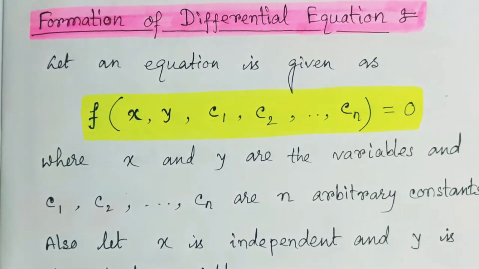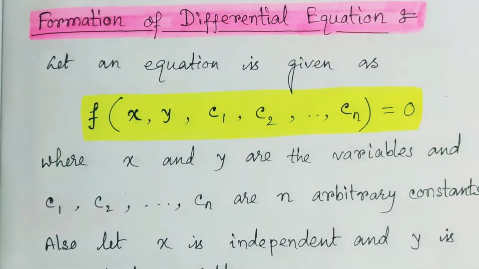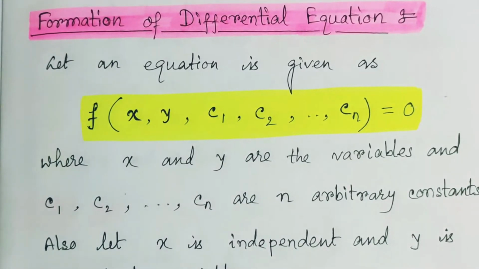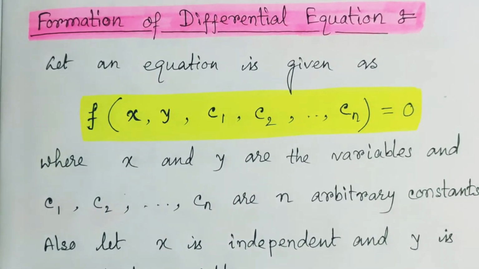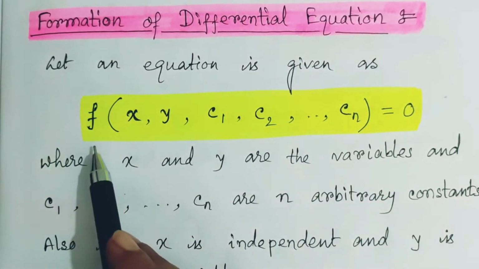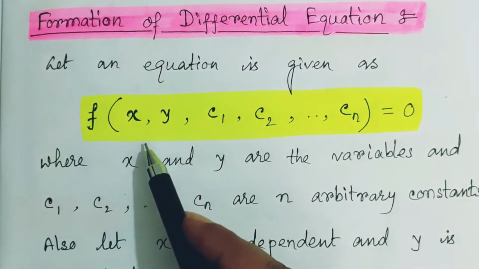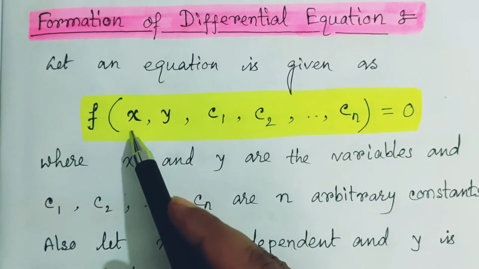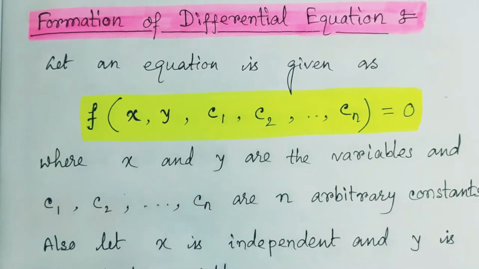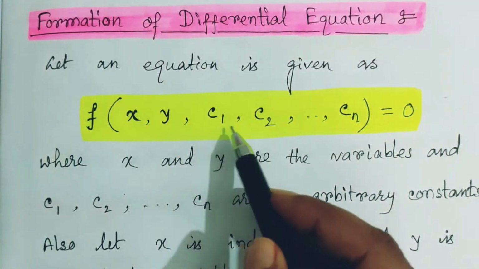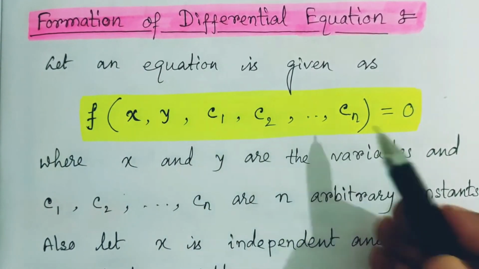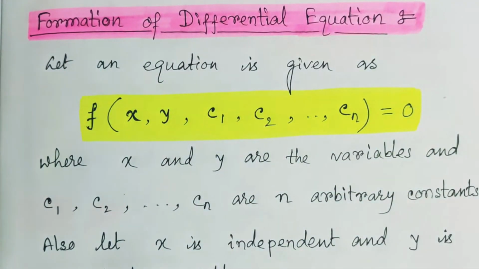This video is about how to form a differential equation if an equation is given. For any given equation, if you want to form the differential equation, we should look at which steps we should follow. As a general example, let a function f(x, y) be given, where one of the two variables is dependent and the other is independent, and c1, c2 up to cn, these n constants, are involved in this equation.